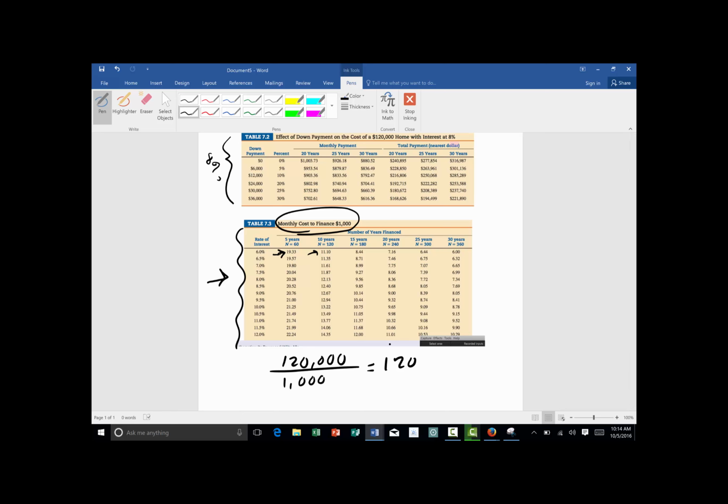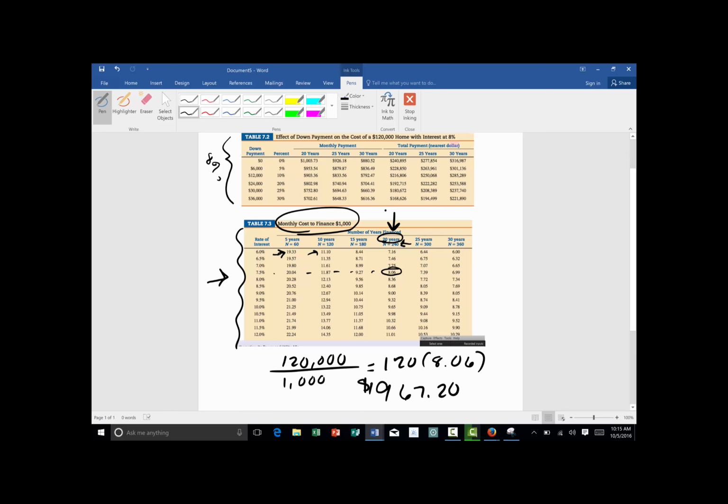So depending on how you want to finance, let's say you were going to finance for 20 years. So you are going to make 240 payments. And let's say your interest rate was 7.5. So let's go over here to 7.5, and it's 8.06. So that's $8.06 for every $1,000 that you finance. So if you take 120 times 8.06, so 120 times 8.06 is $967.20. That would be your monthly payment if you did 20 years.